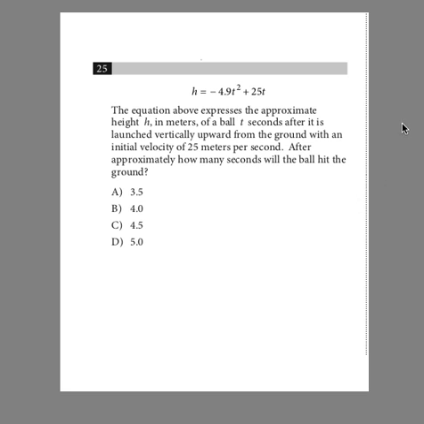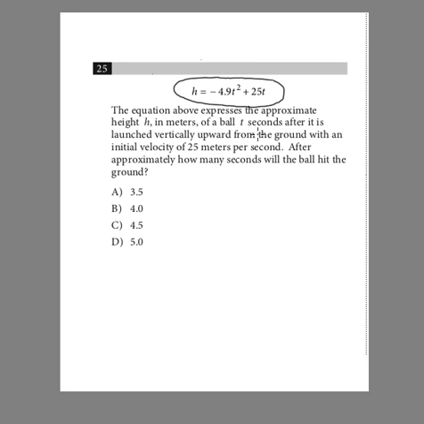Alright guys, so in this video we're going to be looking at non-linear equations. We're going to look at how we interpret them and how we analyze these types of problems in order to find the solution. We're going to be working with this problem right here, and before we actually read the question, remember we always want to look at this equation first. This equation tells us that h is equal to negative 4.9 t squared plus 25t.